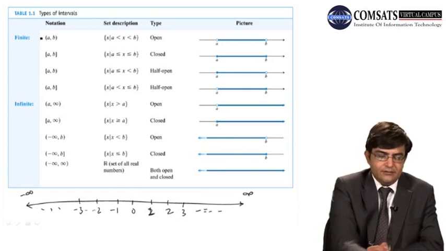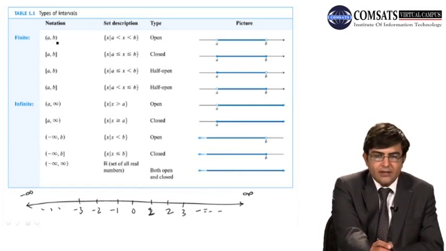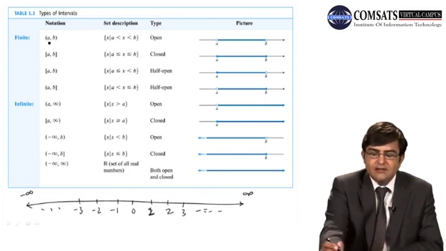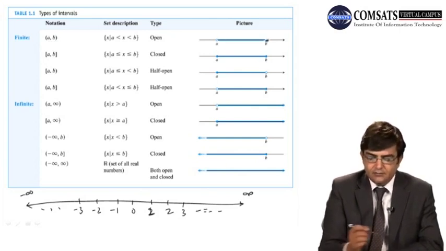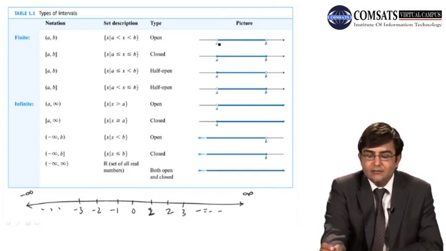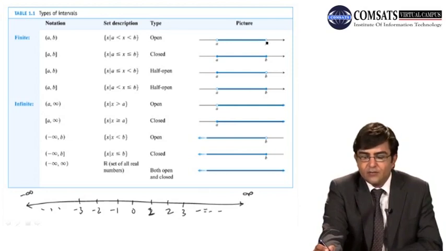The first are the finite intervals and infinite intervals. The interval (A, B) with small brackets, which are called parentheses, is basically an interval on the real line which contains all the elements between A and B but not A and B. We draw it on the real line like this with a circle here, which shows that A is not included in this interval, and B is also not included in this interval. The circle here is open, meaning it's not filled.